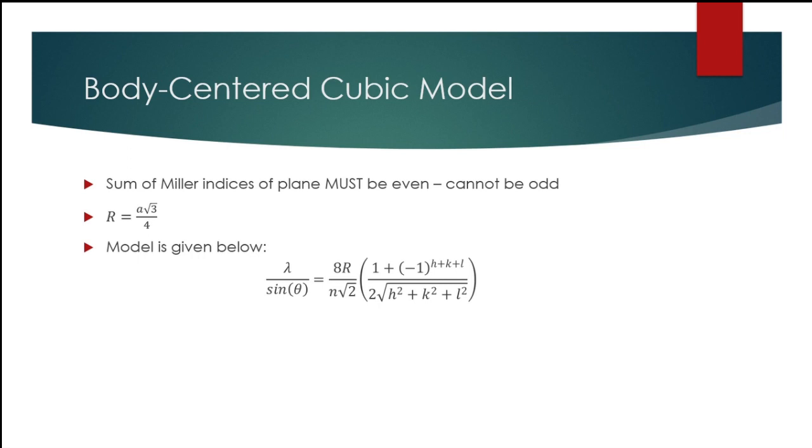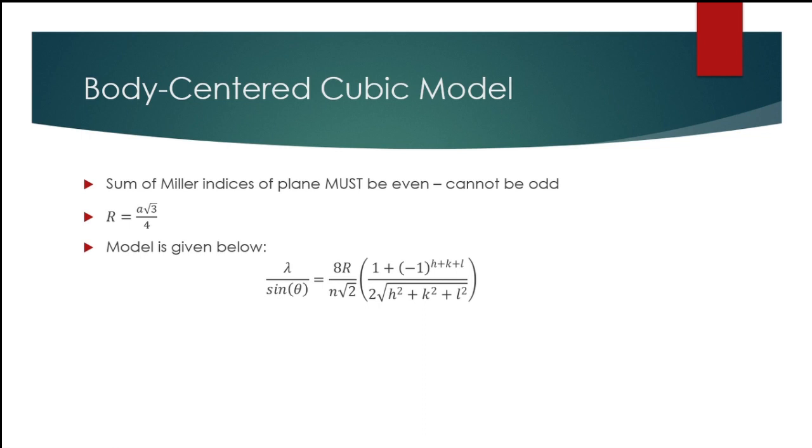This model also includes a new term which finds the product of -1 raised to the power of the sum of the Miller indices, such that when the sum is even, it will simply produce a positive number, that is to say, -1 to the power of h plus k plus l will be simply equal to 1, and adequately divided by 2, and so we will see constructive interference.